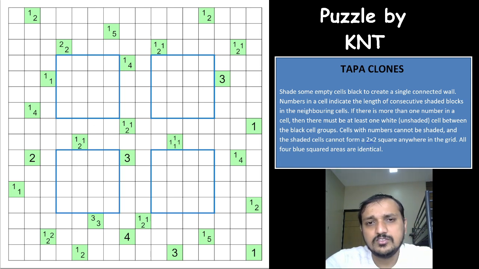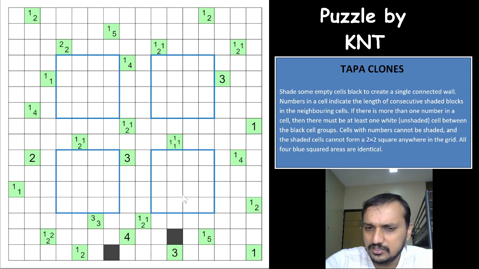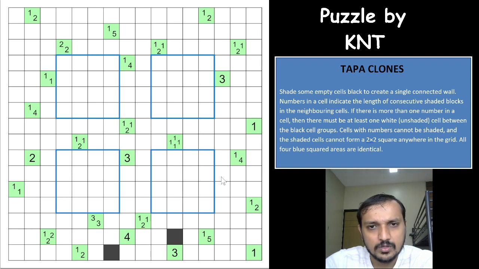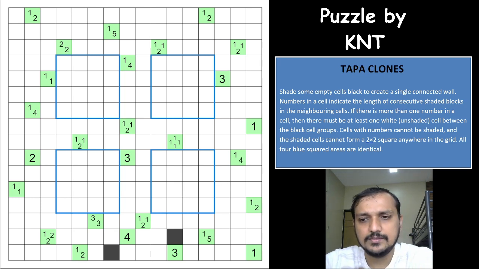Sometimes you have to find the mutual cell for the indicated number. For example, if you have a 3 here at the edge, this cell will always be shaded, whether it is these 3 or these 3. This 4 will always have this cell as a shaded cell. These are the kind of starting logic you can use in a Tapa puzzle. This one seems to be really nice. Let's see.